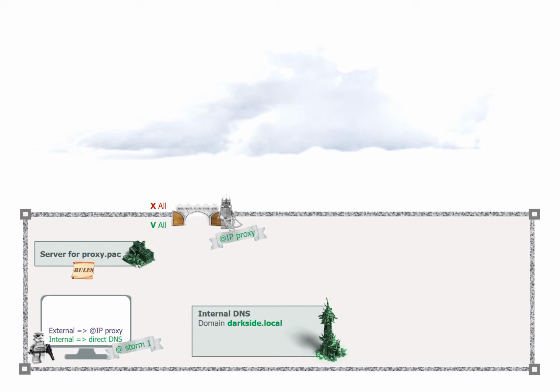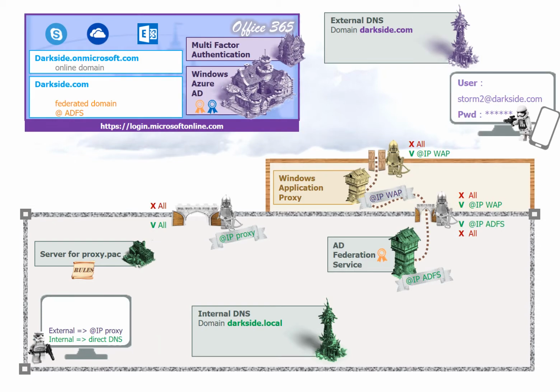You have an internal DNS that points to the domain darkside.local, and of course you also have a public DNS where you bought the domain darkside.com. So your company bought the online domain, therefore you own this domain, and the internet recognizes you as the owner of the domain. The domain is yours. You can put every address record you want in it. And for instance, I put back the ADFS and the Windows application proxy.